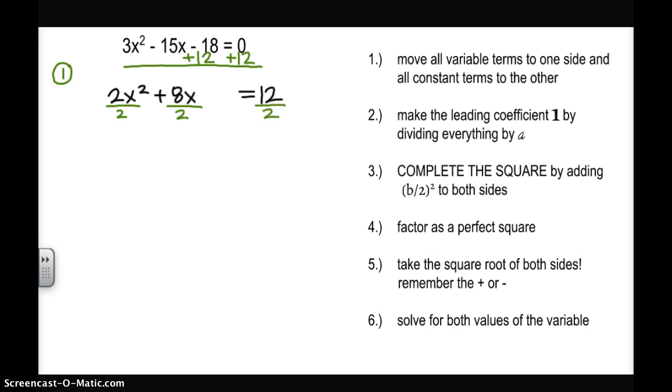Shoot, what happened here? There we go, that looks better. I'm sorry, something clicked ahead without me noticing. So divide everything by 2. That's the second step, to get to a point where we have 1x squared plus 4x equals 6. So this is step 2: make the leading coefficient 1 by dividing everything by a.